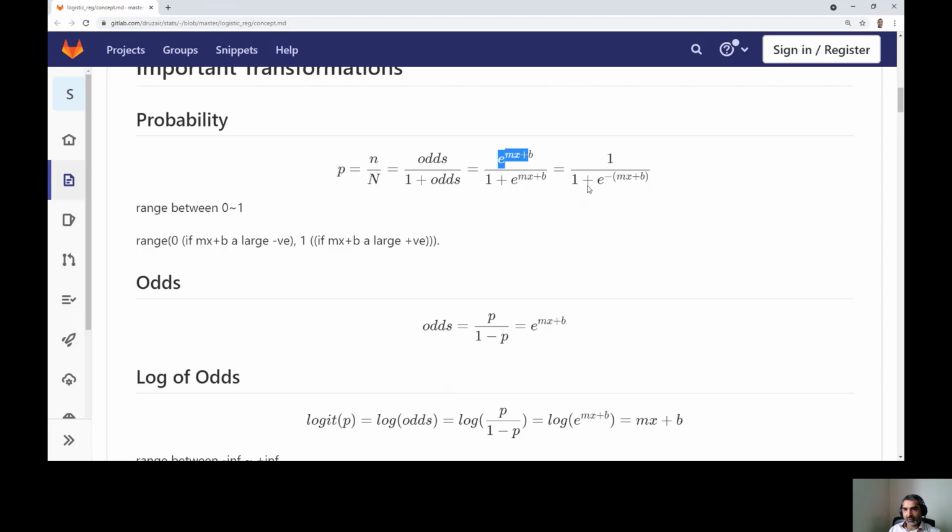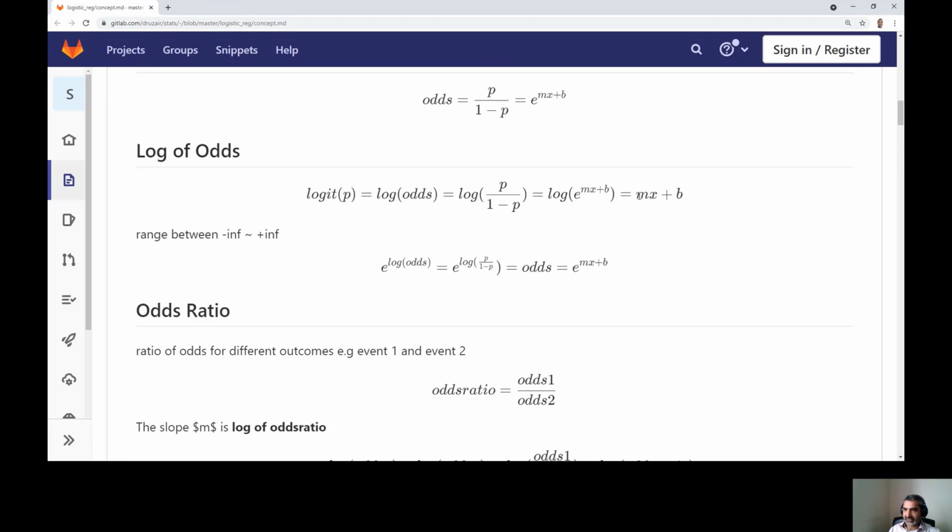So 1 over 1 plus e raised to power minus W transpose X is actually giving us the probability of being in class A or B. So what is W transpose X? Mx plus b is actually the log of the odds. Log of e raised to power mx plus b. When we take log, we get mx plus b, right? So log of p over 1 minus p for the nominal variable should give us the mx plus b.